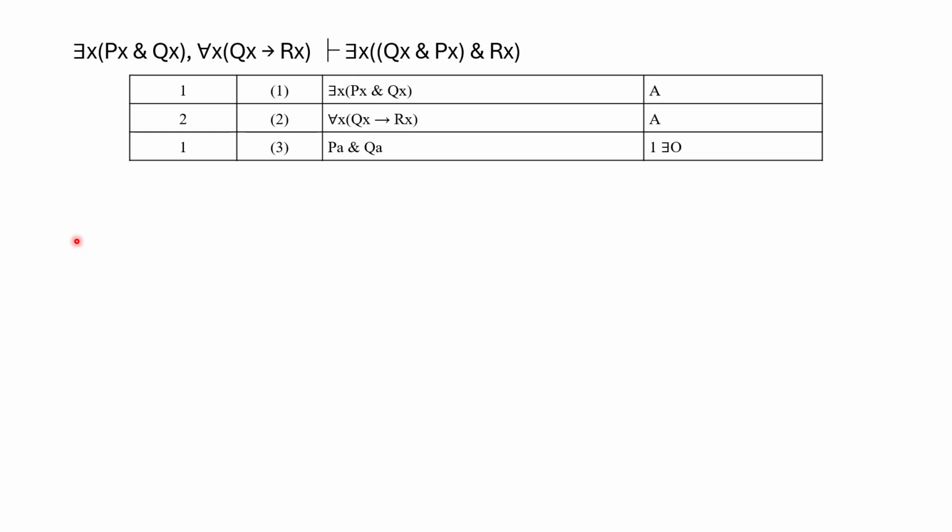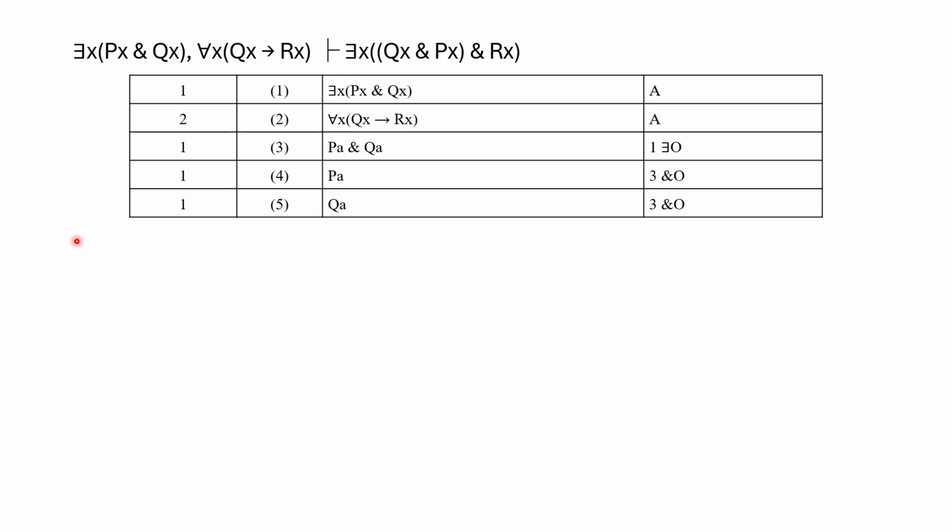Then I'm just going to go ahead and break apart this conjunction here in 3. So that's what I'm doing here in 4 and 5. I'm just taking this PA, this QA, separating them out. And then we've broken down that first assumption to its simplest parts. So let's look at the second assumption, which has this universal quantifier attached to it. To make it worthwhile, I'm going to replace the x's with a's, like I'm doing here.